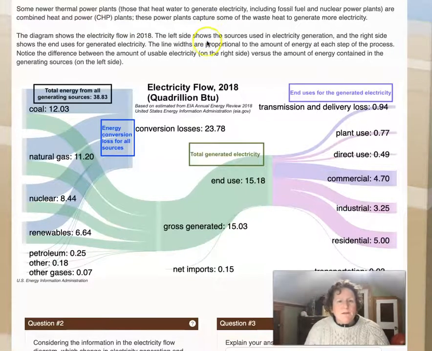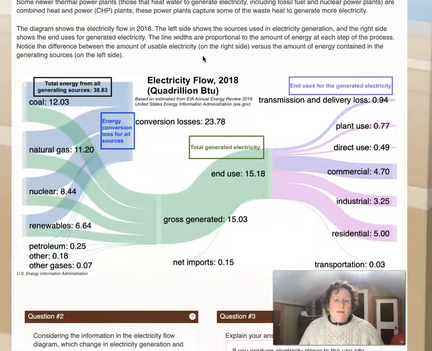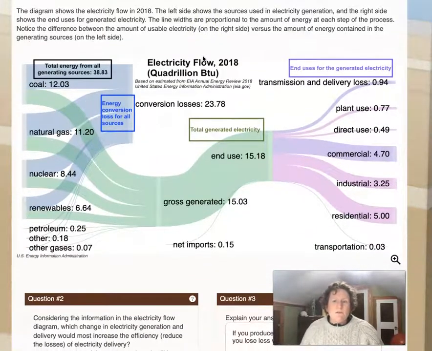The diagram shows electricity flow in 2018. The left side shows the sources used in electricity generation, and the right side shows the end uses for generated electricity. So here's the left side, here's how we're generating it, and here's how we're using it. Note the difference between the amount of usable electricity on the right side versus the amount of energy being contained in the generating sources on the left side.